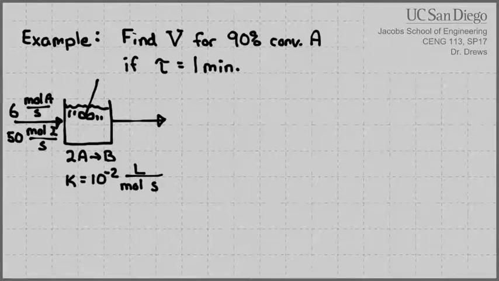So take a couple minutes here. Feel free to work in groups if you want, and see if you can figure out what kind of volume we need for this. So the volume is an unknown. The rate is elementary according to what was written here. So R sub A is K C_A squared.